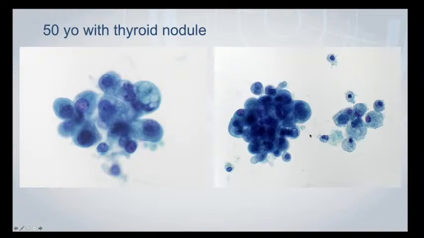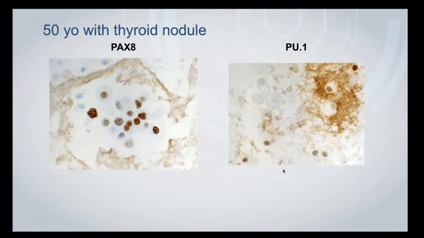And clearly, this is a second population. These are much larger, much more atypical cells. Well, what are they? I mean, they don't really have classic features of papillary thyroid carcinoma. Well, let's make a cell block and do some immunostains.